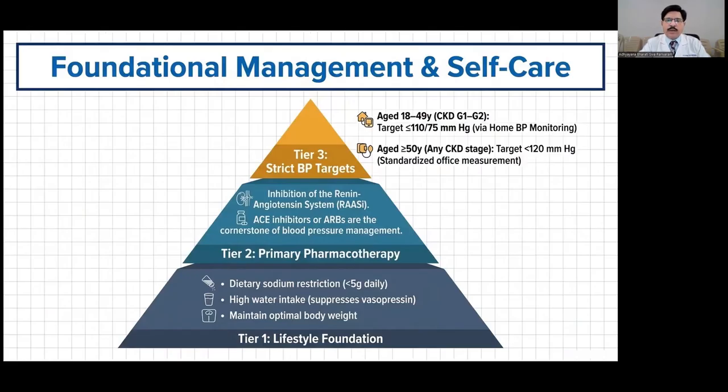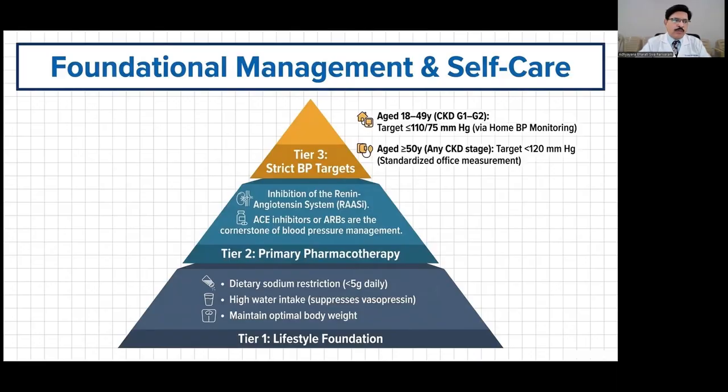Tier 1, lifestyle modifications: dietary sodium restriction, high water intake to suppress the vasopressin, maintain optimal body weight. That is the lifestyle modification. Second one is inhibition of the renin-angiotensin system using ACE inhibitor or ARB. Tier 3 is aged 18 to 49, CKD G1, G2, you target the blood pressure less than 110/70. If the patient is more than 50, titrate the blood pressure to less than 1.